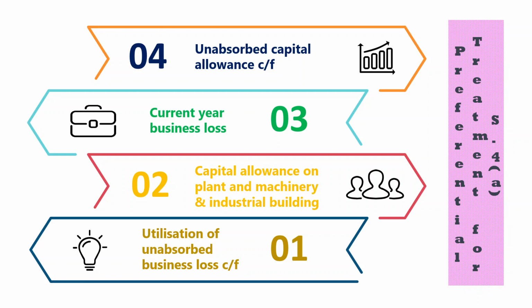The next and last one is the current year business losses. In the earlier slides, I already mentioned that if you have any current year business losses, they can be further deducted against your aggregate income. Meaning if you have other income like employment income, dividend income, interest income, it will further reduce your income. Lesser aggregate income means lesser tax.